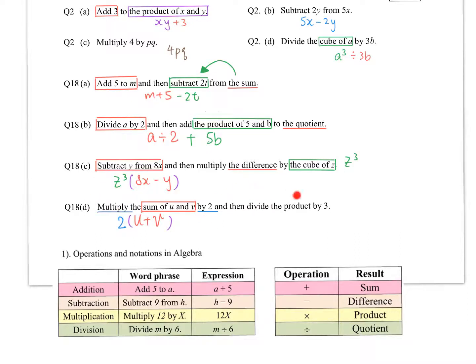And then divide the product by 3. Okay, this is the product because this is the result of multiplication. Divide the product by 3. Okay, that means we divide 2 times something by 3. And this is the final answer.